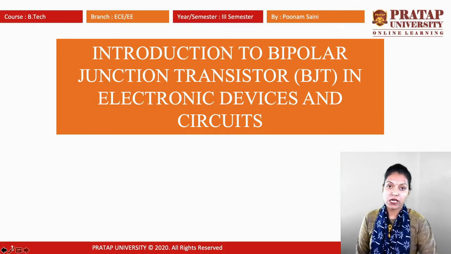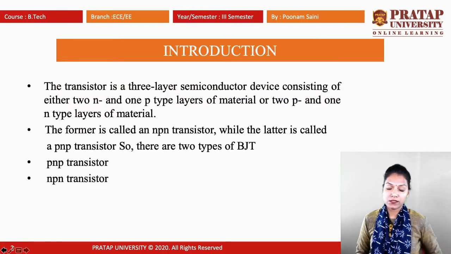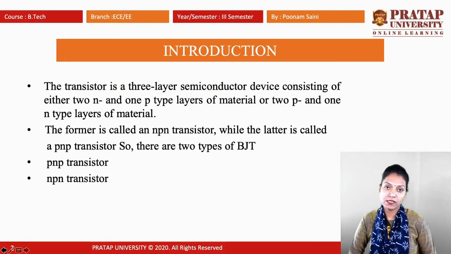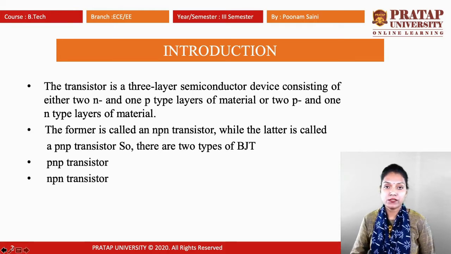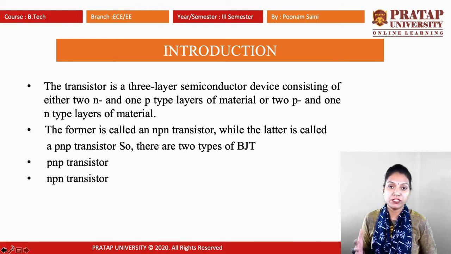So in the last topic we discussed transistors and field effect transistors. A transistor is categorized into two types: first, BJT, that is bipolar junction transistor, and second, MOSFET, which is metal oxide semiconductor field effect transistor. Today we are going to discuss what is BJT. So first of all I am going to introduce the BJT.